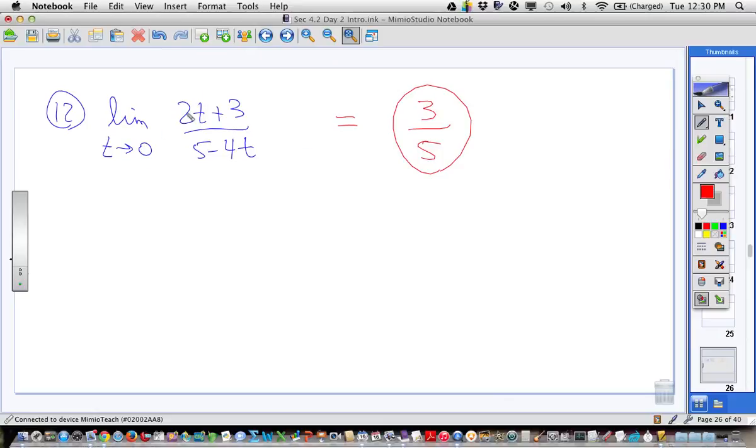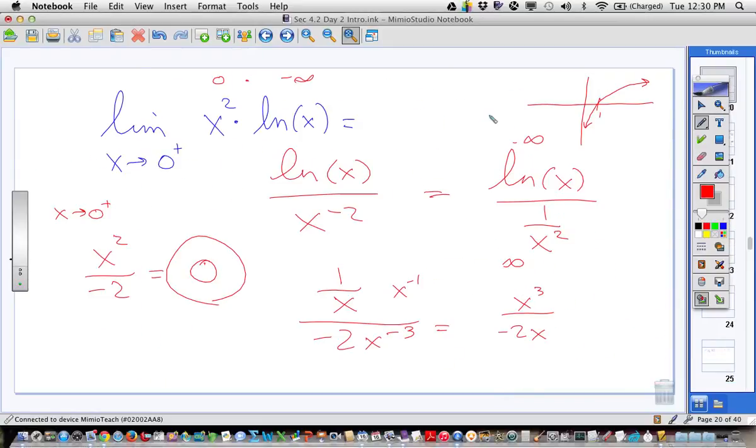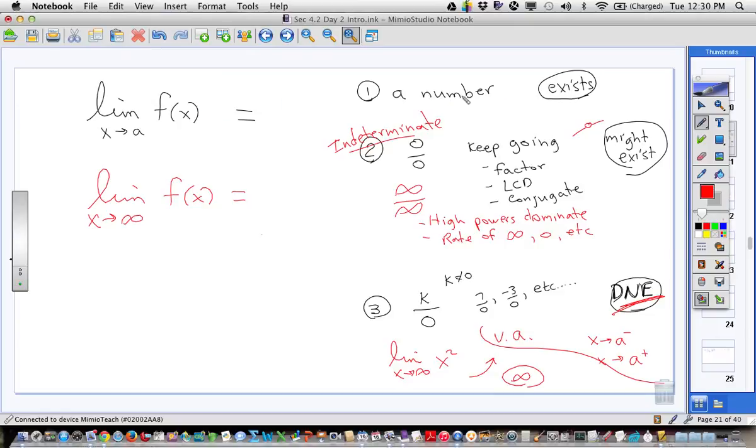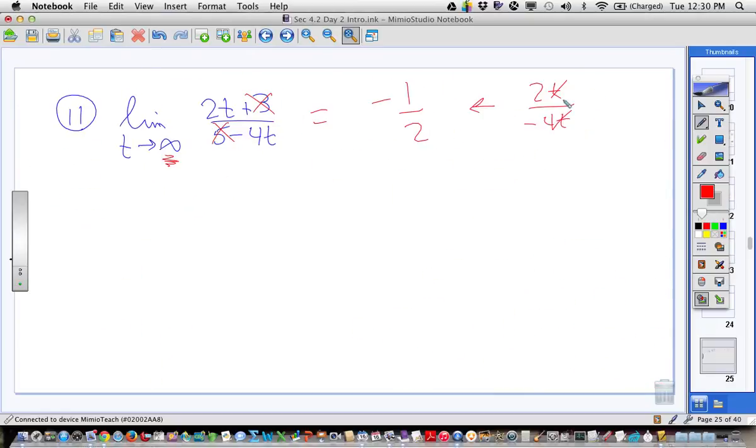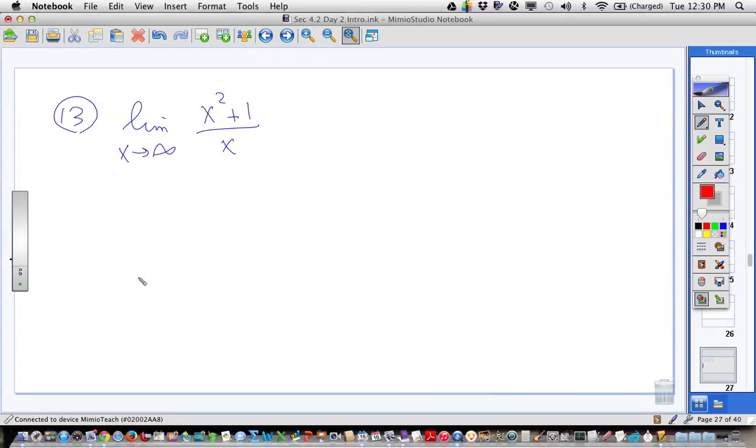Here, t approaches 0, so we plug in a 0. Plug in a 0, you get 3. Plug in a 0, you get 5. There you go. That's like we were talking about back here. If you plug in and get a number, that's your limit. You're done. Okay? So 3/5. All right, 13.